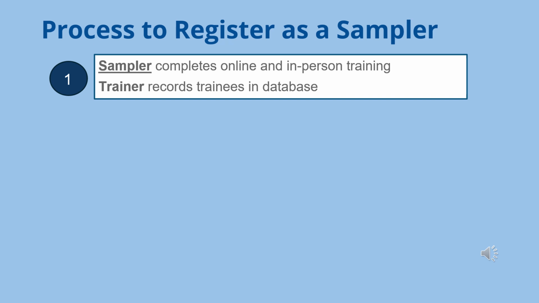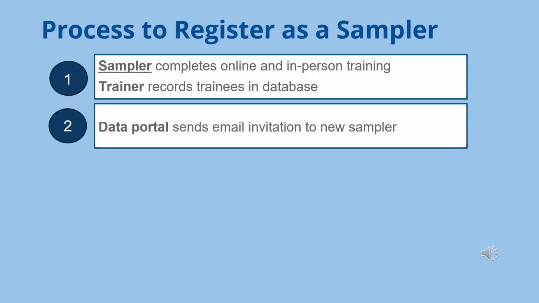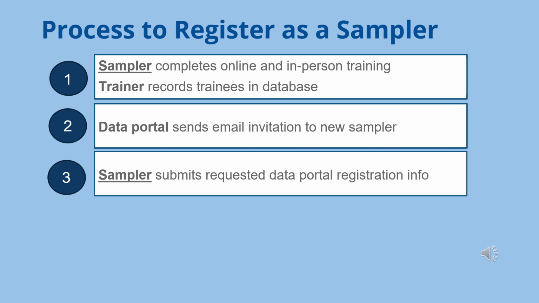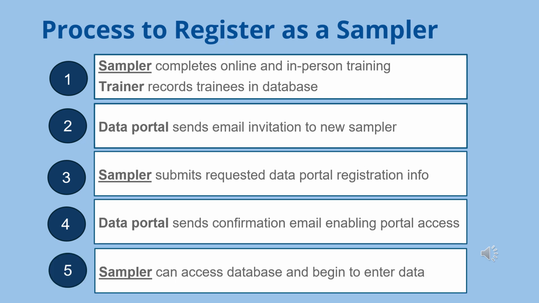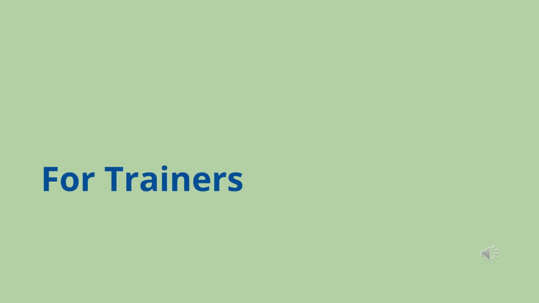First, the sampler completes the required online and in-person training. The in-person trainer then enters the new sampler's name into the data portal. This will prompt the data portal to send an email invitation to new samplers to initiate your data portal account. After submitting the requested information, a confirmation email will provide the link to access the data portal. This will allow you to log in and begin viewing and entering data. It will also allow sampling program coordinators to enter updated information about you.